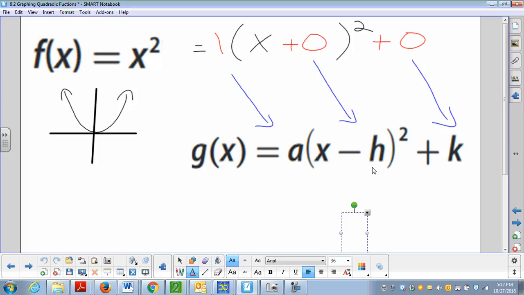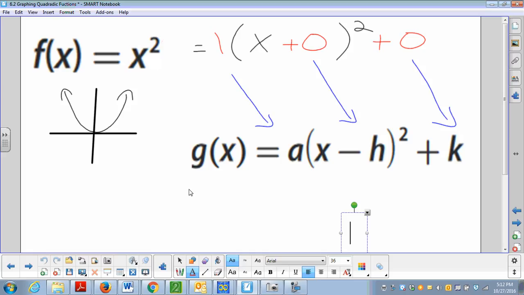Okay. Now this h value will shift your parent function either to the left or to the right. This k value would shift your parent function up or down. And this a value will cause your parent function either to increase or decrease as far as how close your U is.